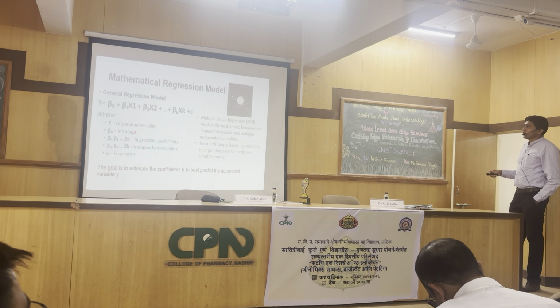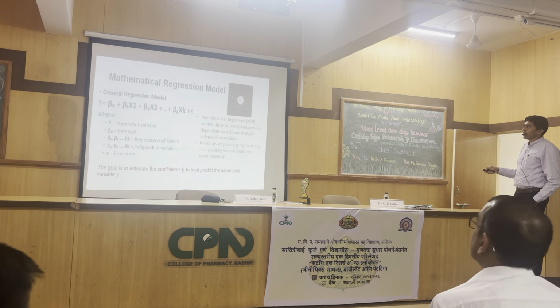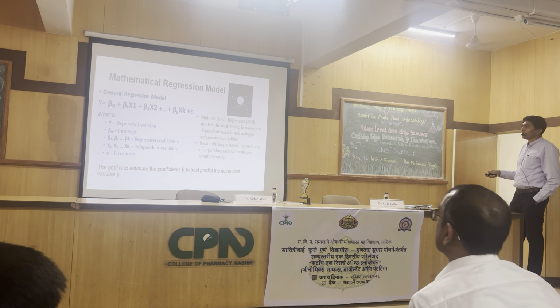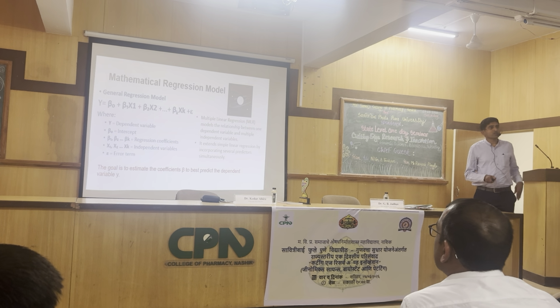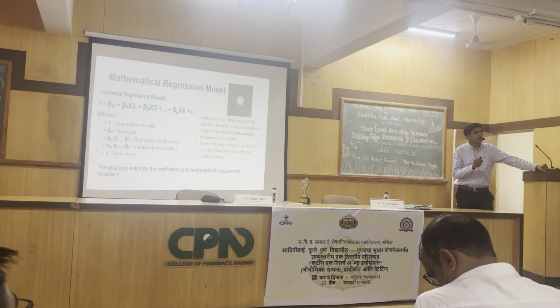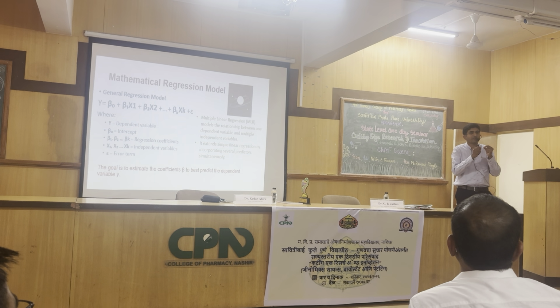So beta 1, beta 2, and all these up to beta k, these are the regression coefficients. And x1, x2, and xk, these are the independent variables. And there is also an error term in this regression model, because there is a slight difference between the actual value and the predicted value.